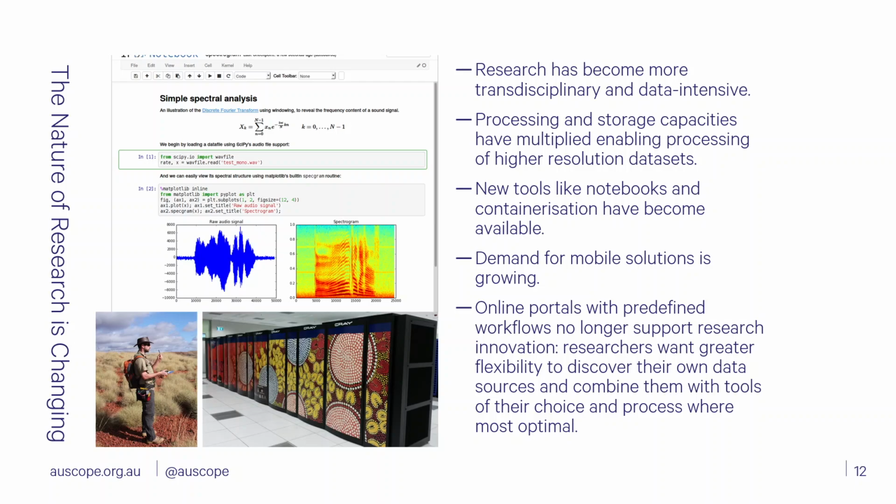The nature of research is changing. Research has become more transdisciplinary and data intensive. Also, processing and storage capacities have multiplied, allowing us to process data at higher resolution than in the past. On the processing side, new tools like Jupyter Notebooks and containerization of software have become available, and the demand for mobile solutions is growing.